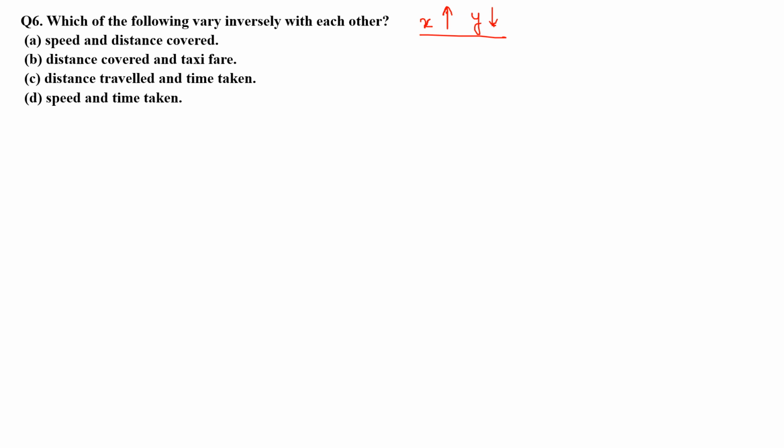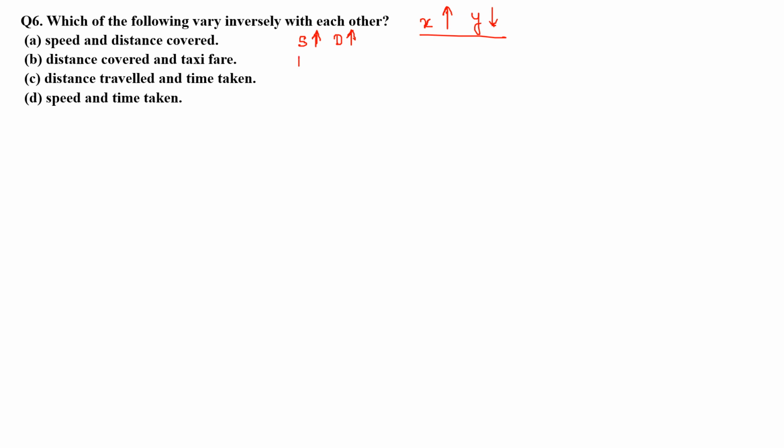So first is speed and distance covered. So what will happen when you increase the speed, okay, then obviously you will be able to cover more distance. So when speed increases, distance also increases. So this is not inversely related. They are directly related. Next option is distance covered and taxi fare.